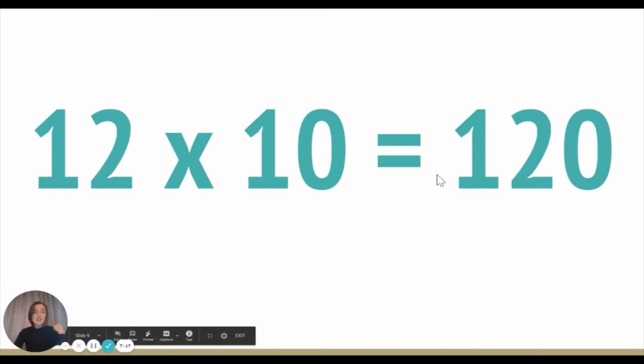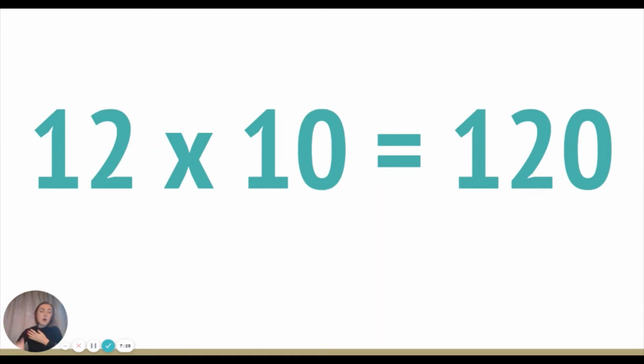That pattern is still happening. So my 12 lots of 10, I've got 12 in my tens and hundreds column, and it ends with 0. So the pattern is still the same. I've got my 0s on the end.